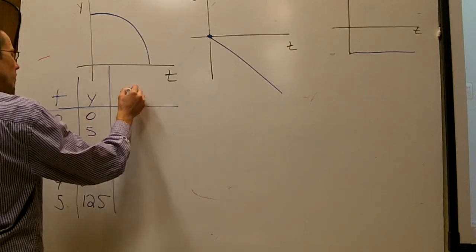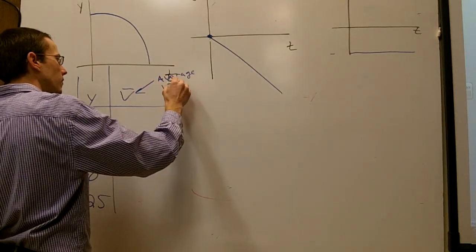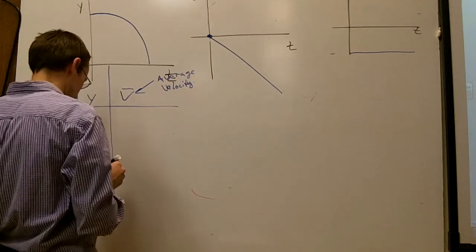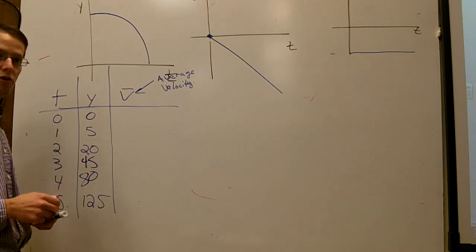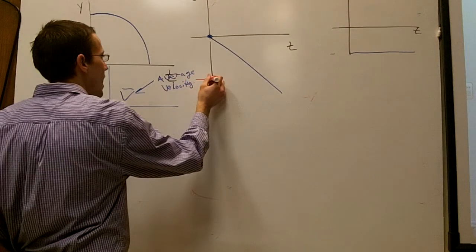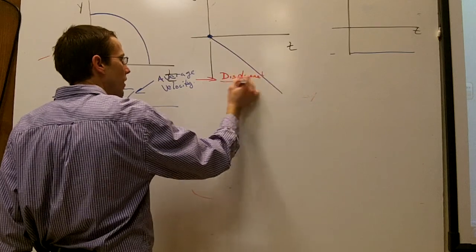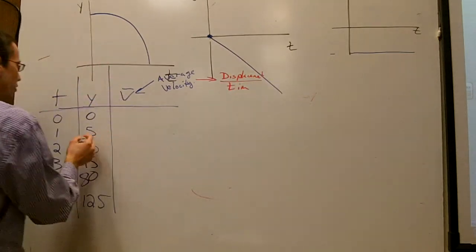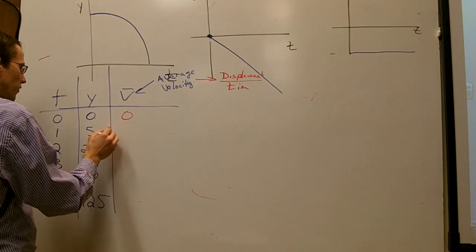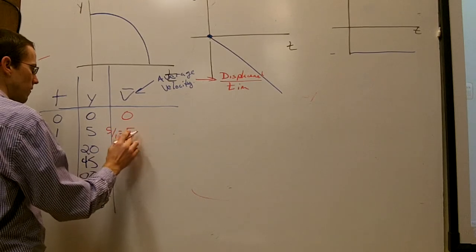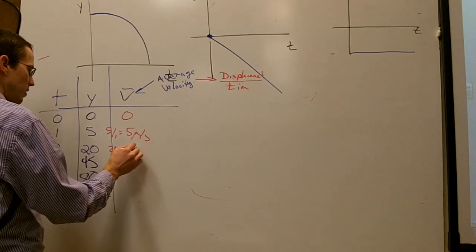Right, now this symbol here means average velocity. And how we calculate average velocity, we're going to do it two ways. The first way is actually from unit 2, and to find average velocity, you can take your displacement divided by your time. So all we have to do is take the y, how far we've gone, divided by our t. So that's 0 here. 5 divided by 1, so that's 5 meters per second. 20 divided by 2 is going to be 10 meters per second.